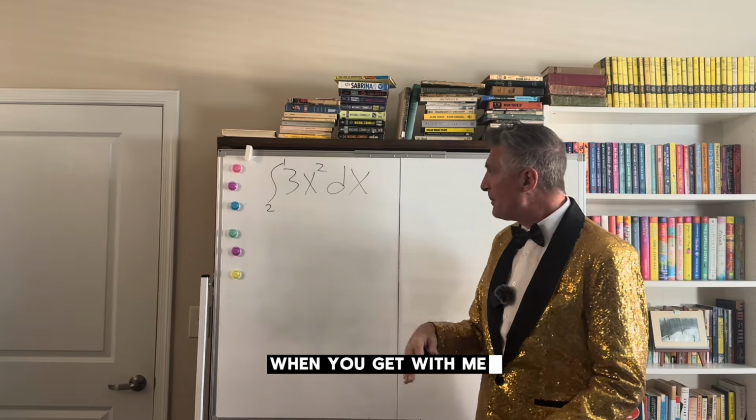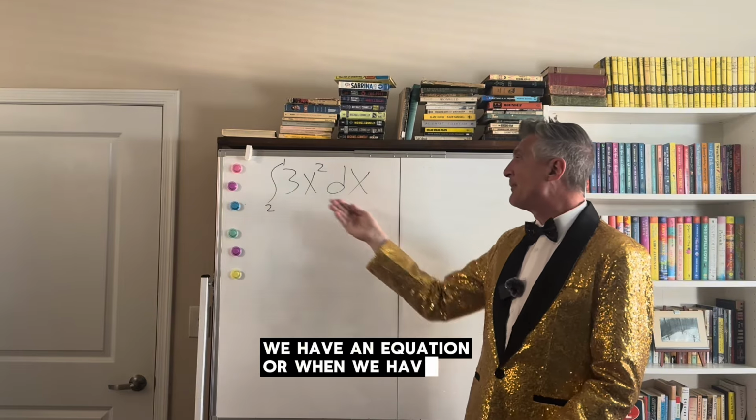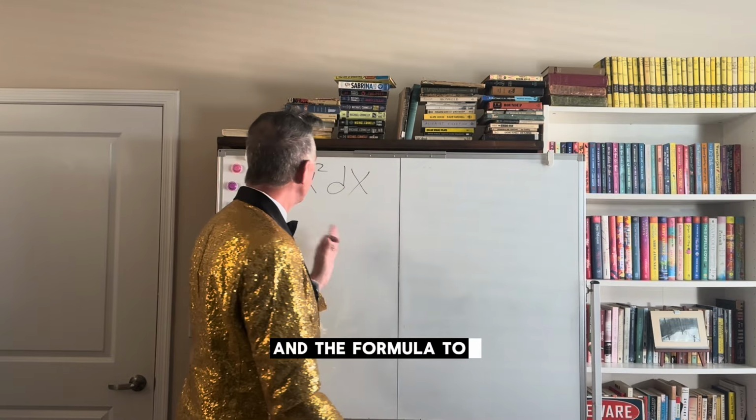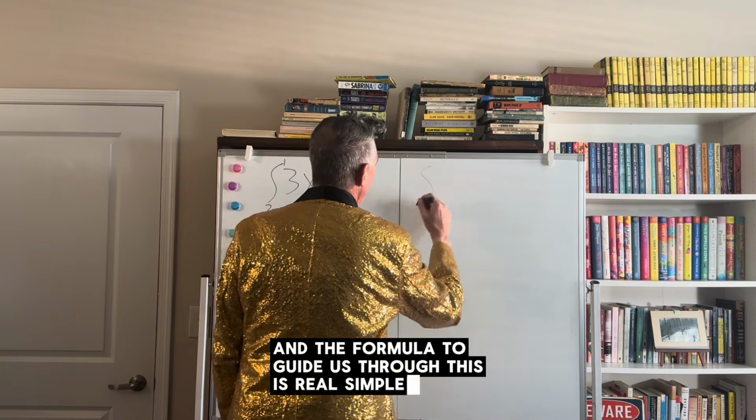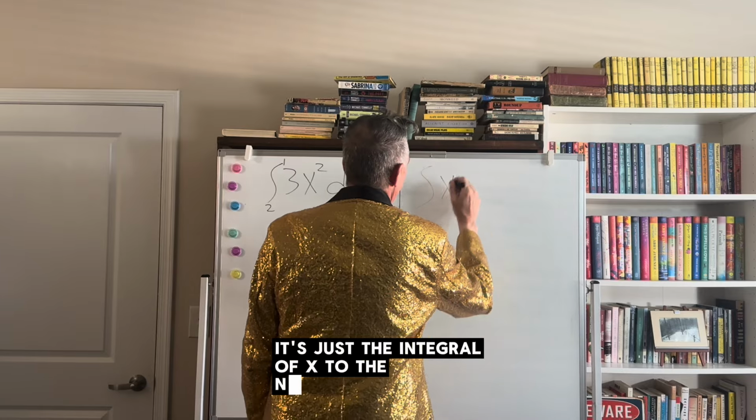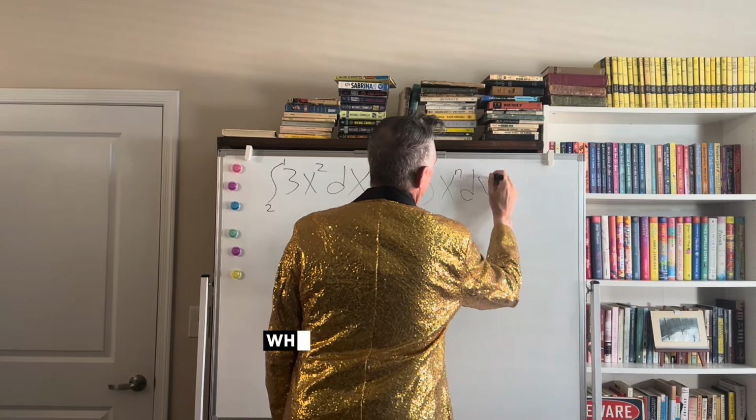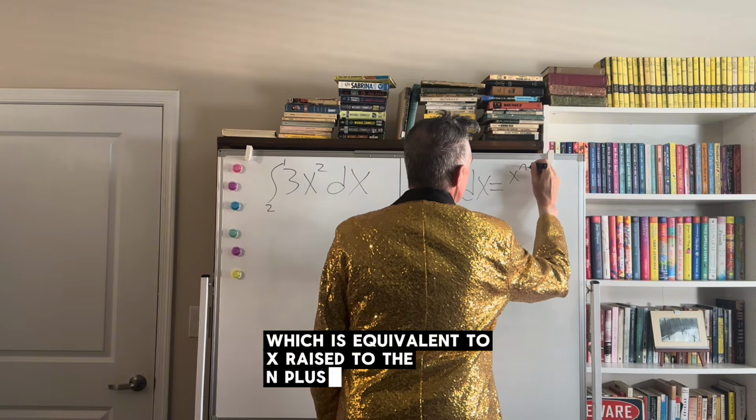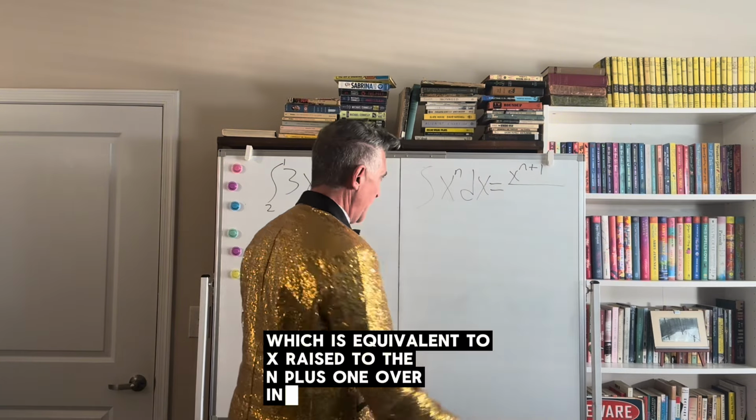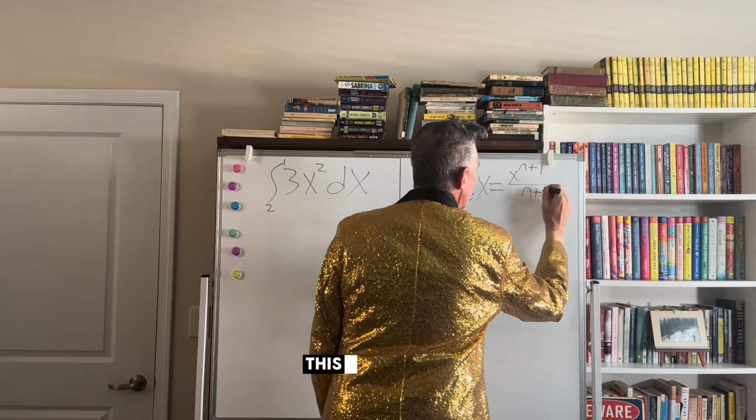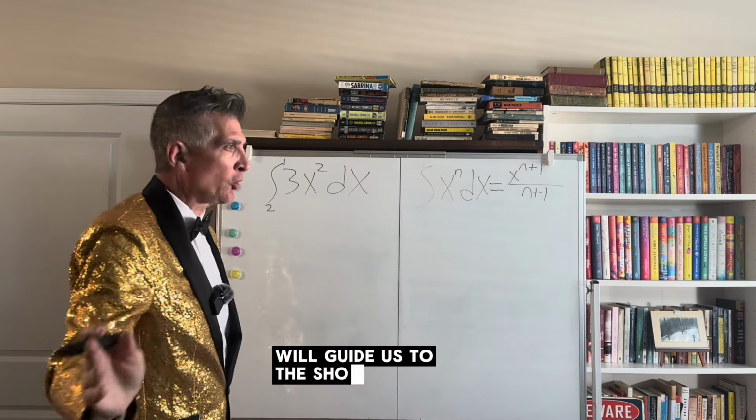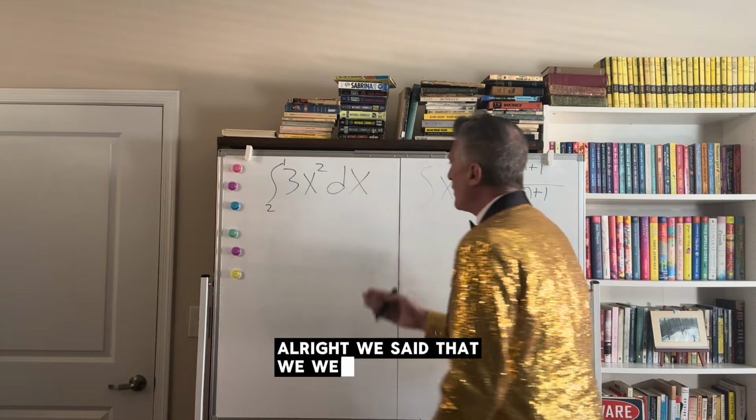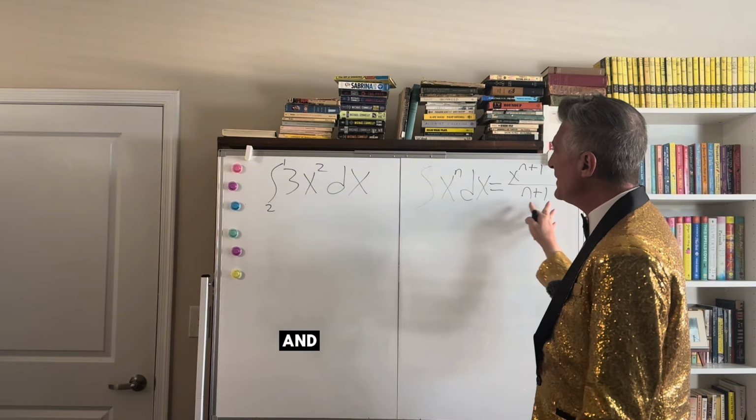Now, when we have a function to evaluate, you know where I'm going? I'm going with a formula. And the formula to guide us through this is real simple. It's just the integral of x to the n dx, which is equivalent to x raised to the n plus 1 over n plus 1. This, my friends, will guide us to the shores of safety, or whatever analogy you want to use here.